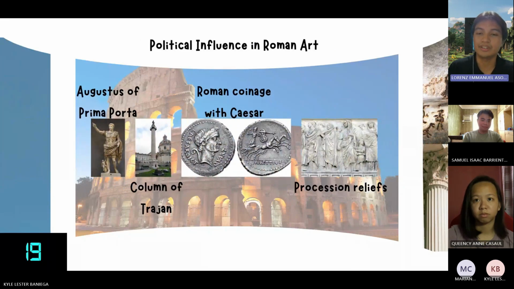Now for the political influence in Roman art. So, Roman emperors used art as propaganda to assert power. Statues, coins, and murals glorified military conquests and divine ancestry.